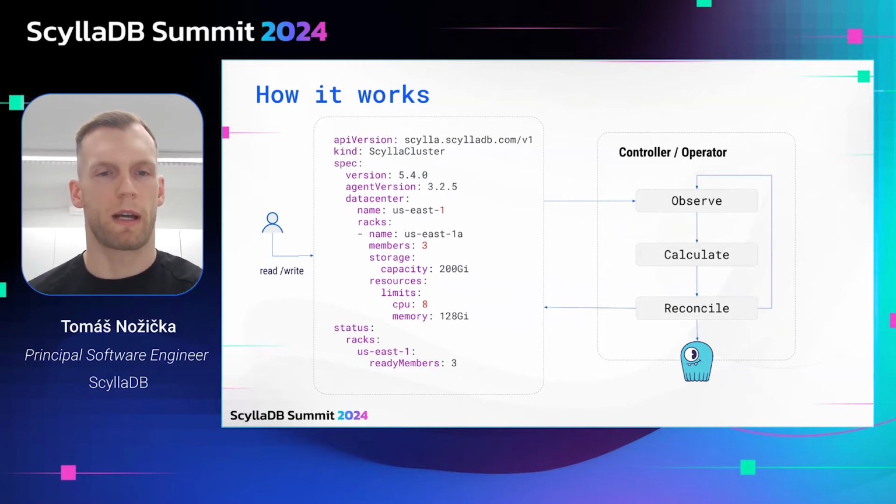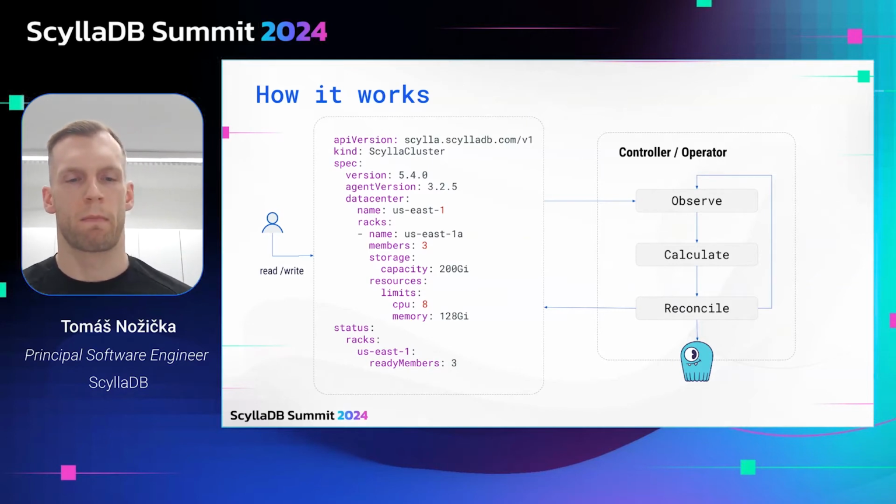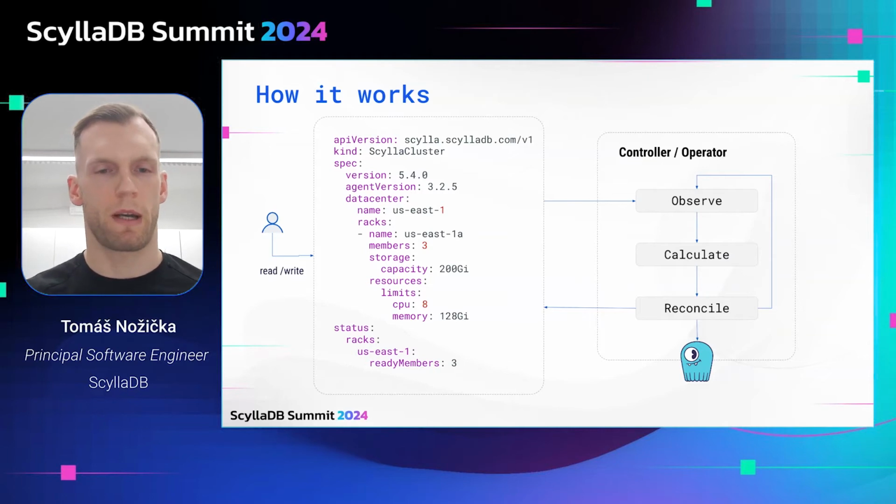So talking about the API, here's an example of the major resource that is provided by the Scylla Operator, which is called the ScyllaCluster. Here, the user just says, I want ScyllaDB version 5.4.0. I want it deployed with manager agent 3.2.5. I want one data center, one rack, 3 members in there, each of them to have 200 gigabytes of storage, 8 CPUs, 200 gigabytes of memory, and that's it, right? He puts it into the API, it saves it, and it says OK.